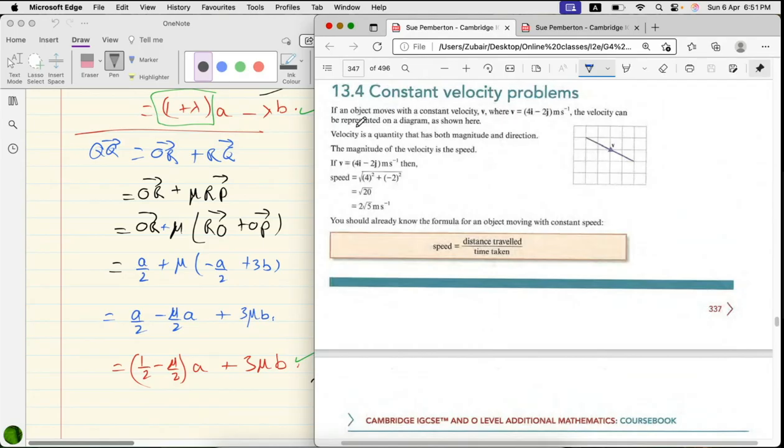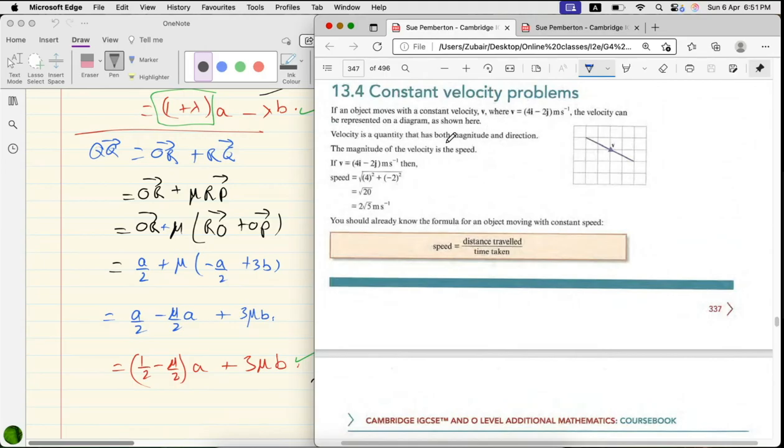Okay, constant velocity problems. If an object moves with a constant velocity, let's say velocity is 4i minus 2j, that would mean it is taking 4 steps to the right and 2 steps downwards, and this is the resultant direction, this many meters per second. The velocity can be represented on the diagram as shown.